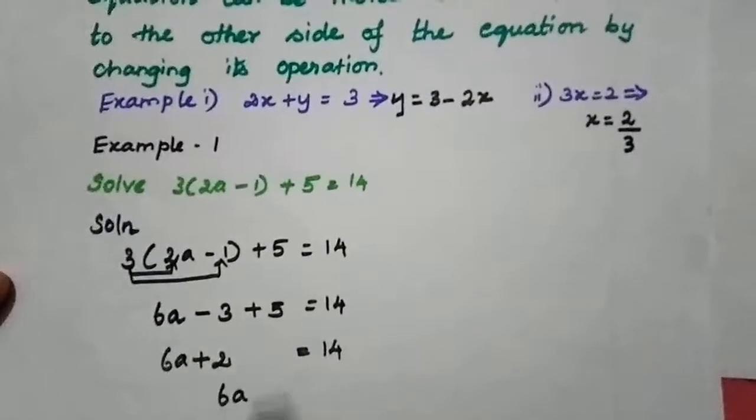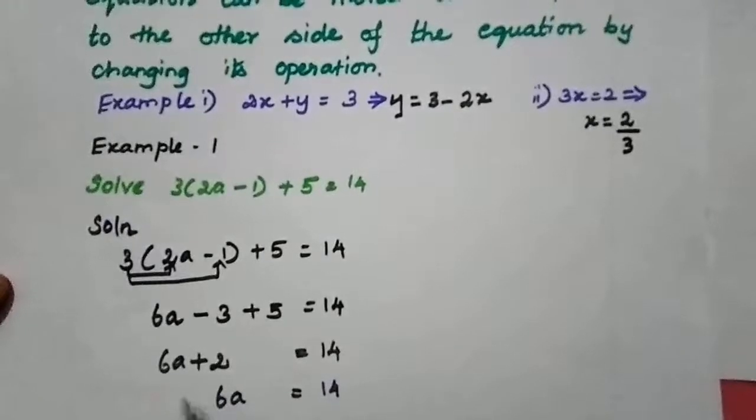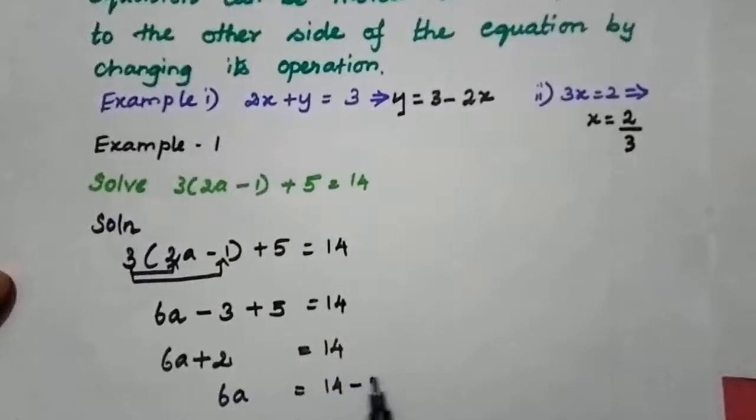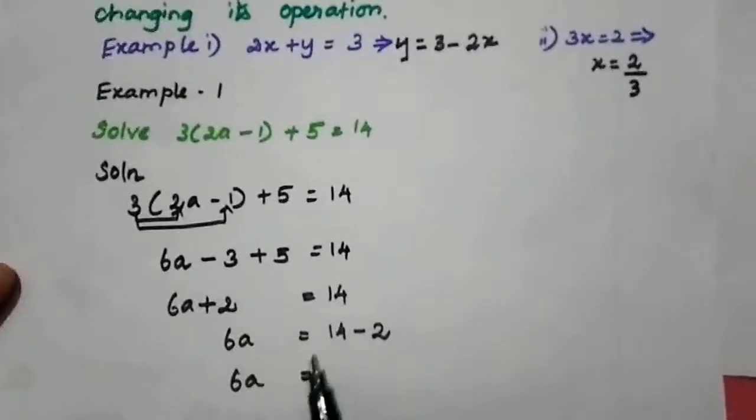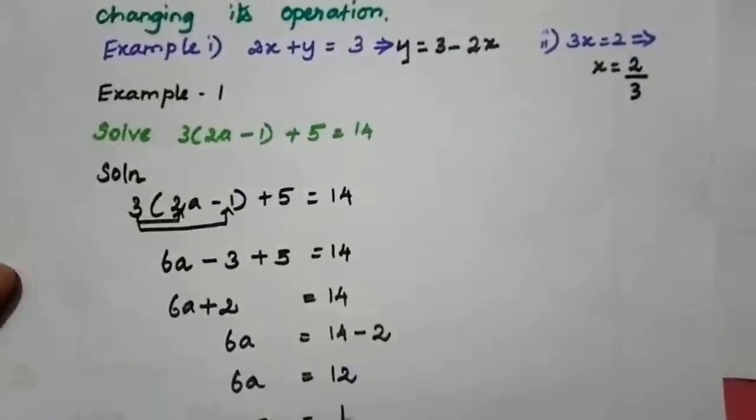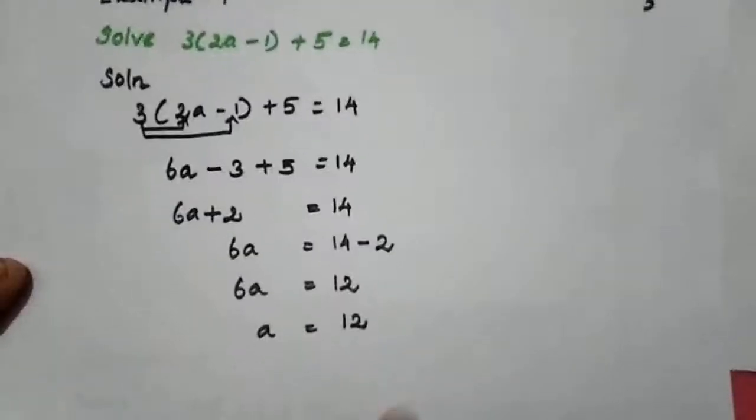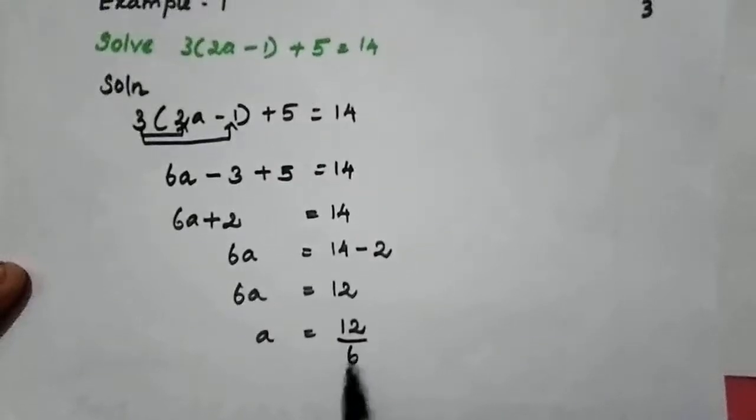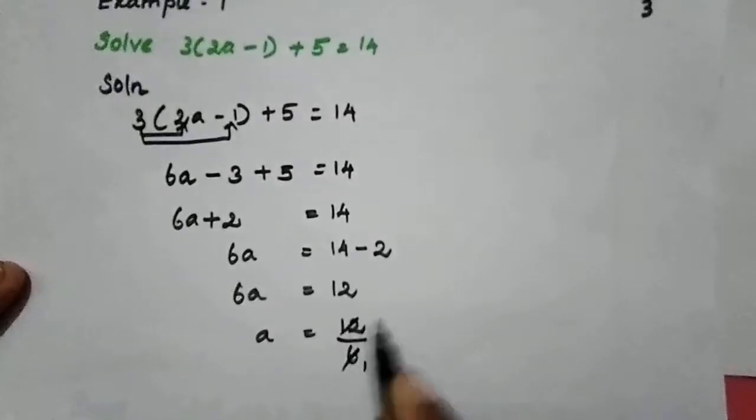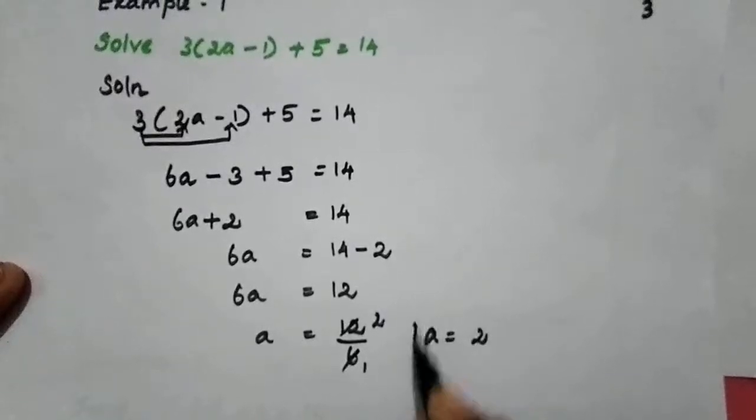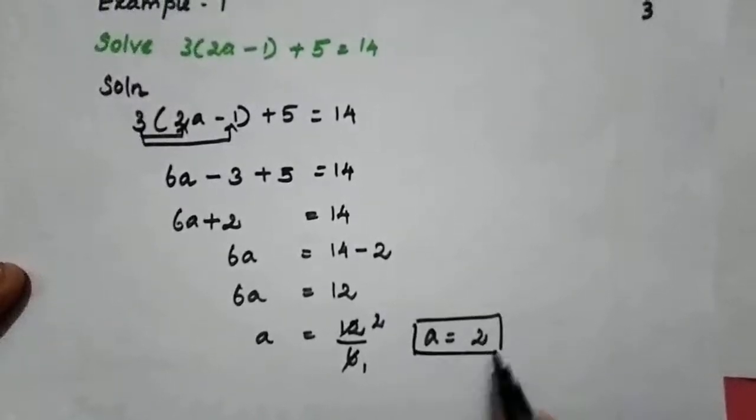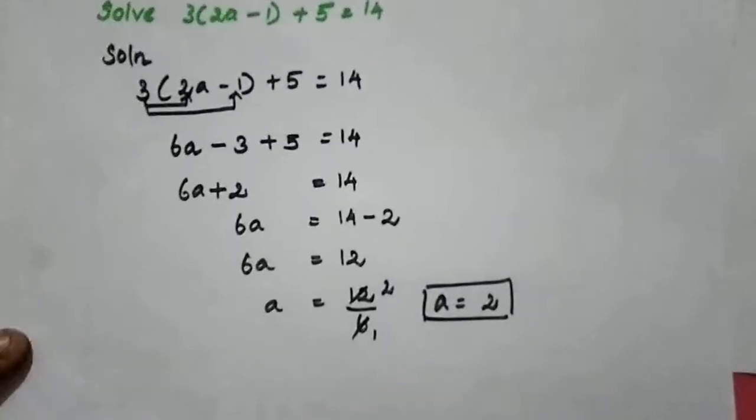6a is equal to, now we are transposing this plus 2 to that side. So it becomes minus 2. 6a is equal to, what's the value of 14 minus 2? Yes, 12. So a is equal to 12 divided by 6. 1 six is 6, 2 sixes are 12. So the value of a is equal to 2. Let us check the answer.